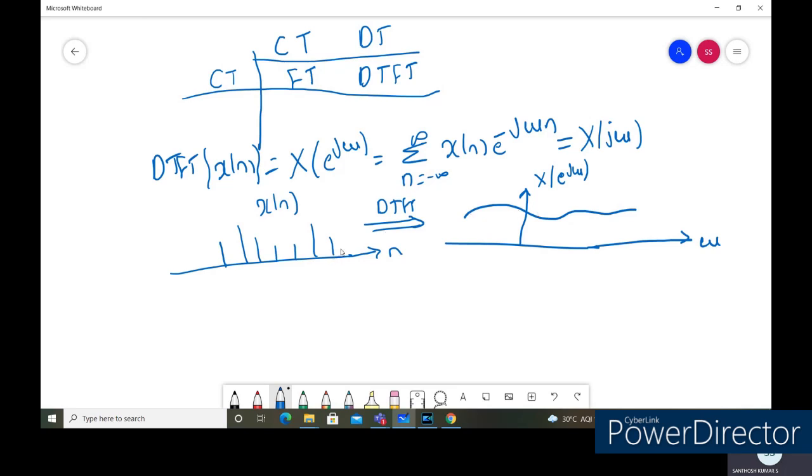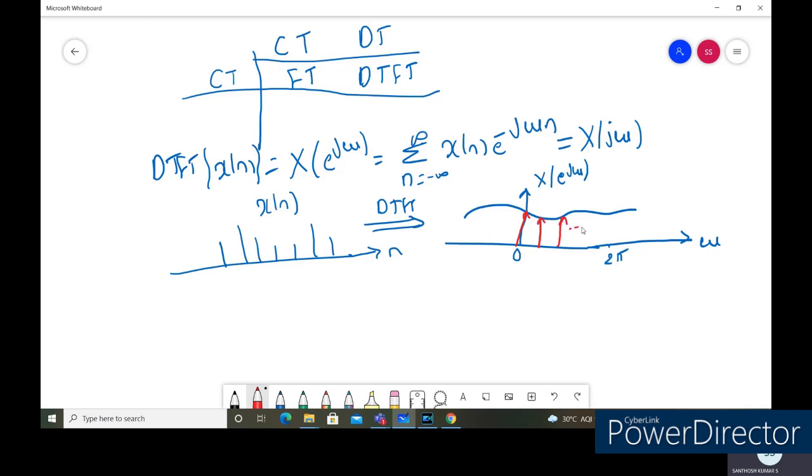So in the time domain, it is non-periodic, but in the frequency domain, it is periodic with the period equal to 0 to 2 pi. So in order to obtain the discrete Fourier transform, you are going to perform the sampling of the signal. What will be done is we are going to take the samples in the frequency domain.